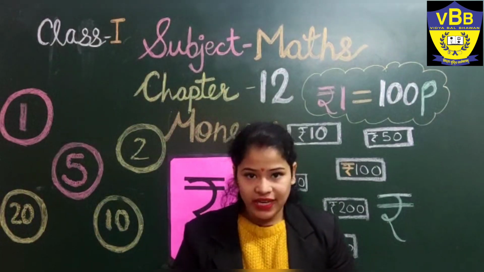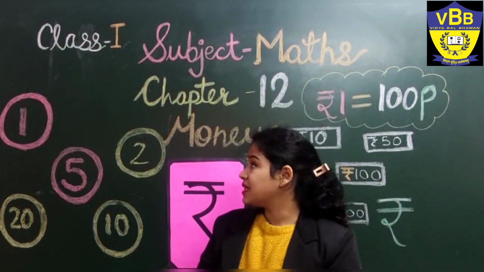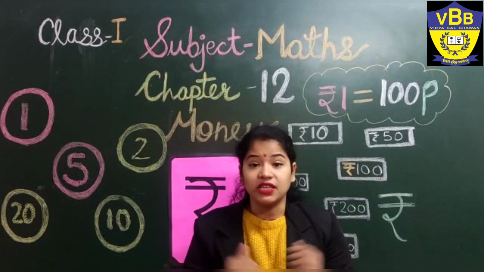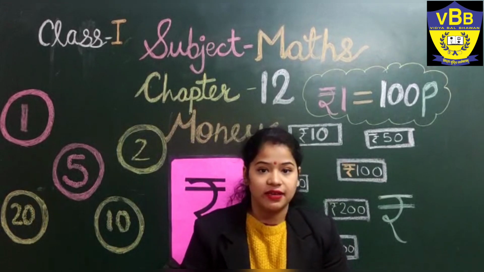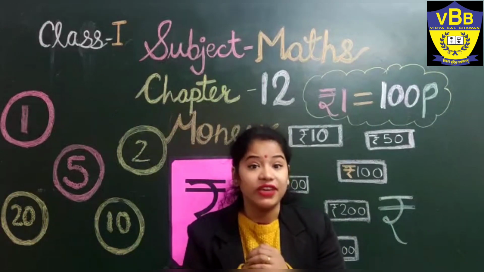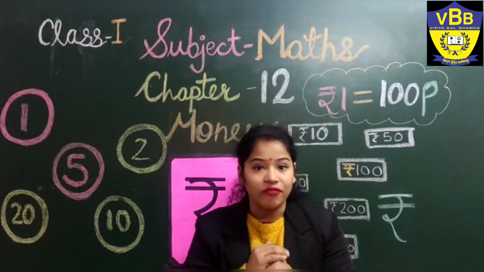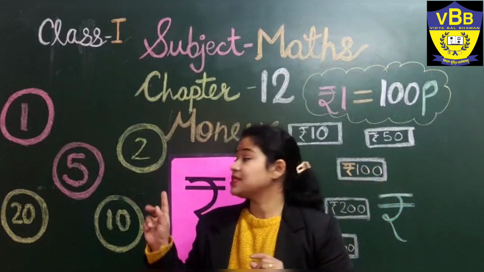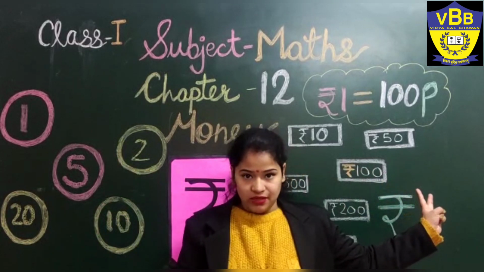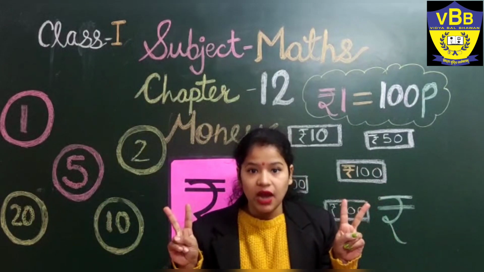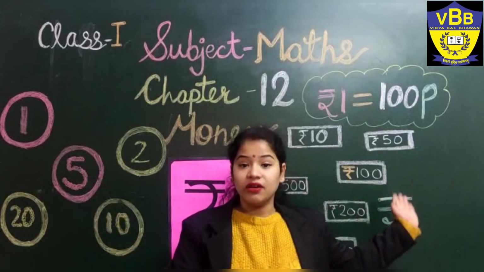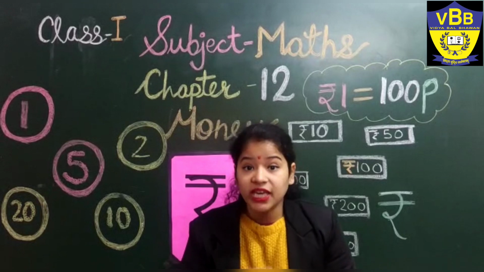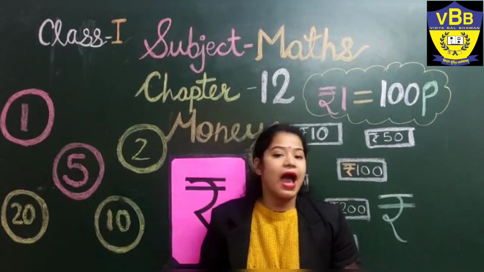So, let's recapitulate what we learnt today. Today we learnt about money, where we keep our saved money, and what we need when we have to buy anything which we like. We need money. So today we have learned two forms of money, one is coins and the second is notes. How many forms of money? Two. One is coin and the second is notes.